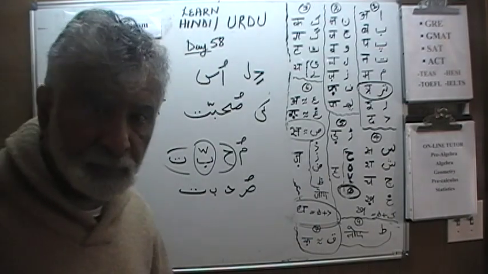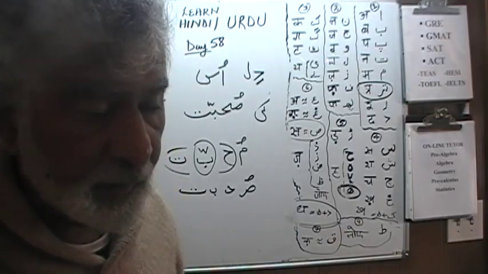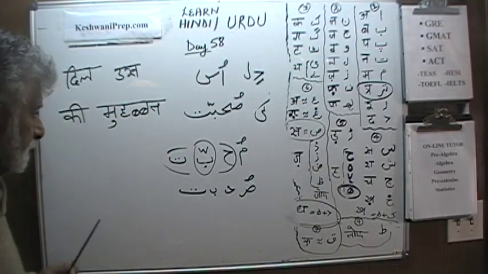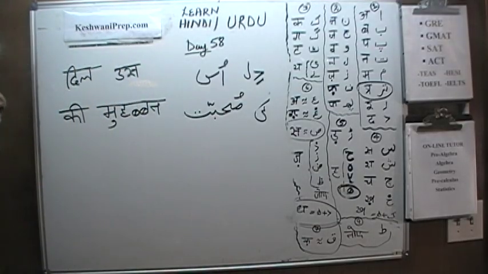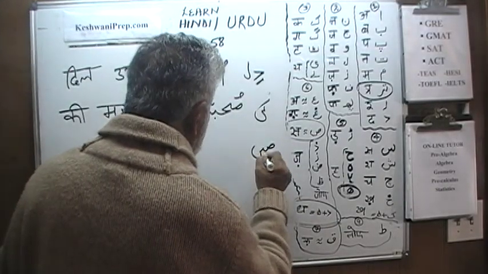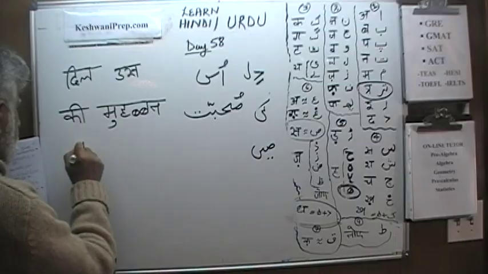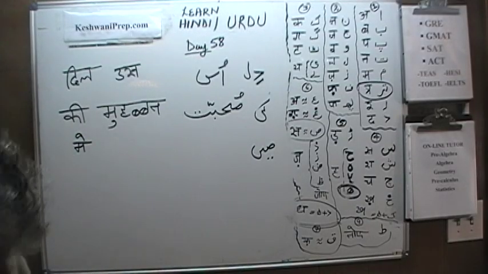Just for the record, I just want to tell you that we do not actually say voila every single time when we write a new word in Urdu. Just for the record, it says mohabbat. Dil uski mohabbat mein. So far it says mein.